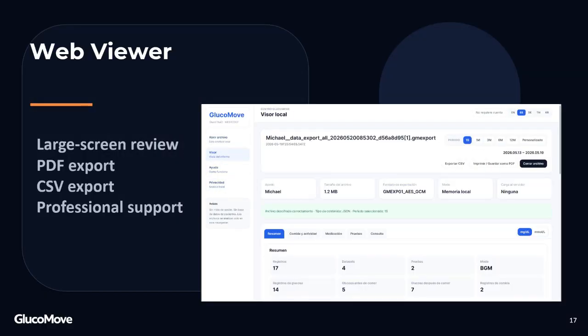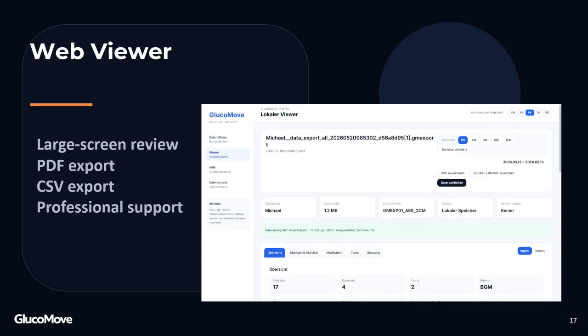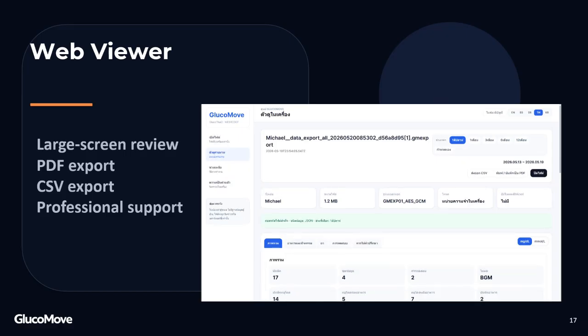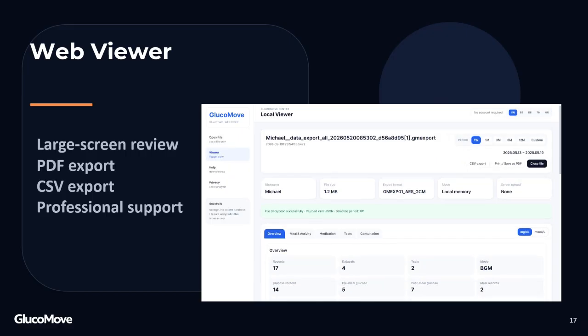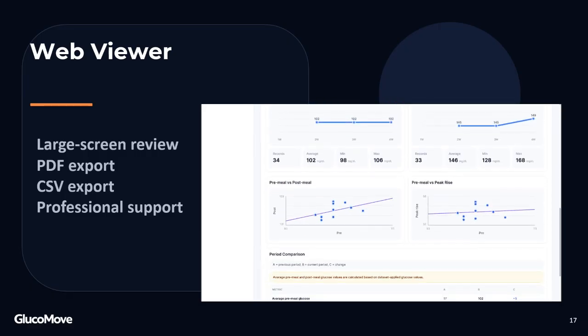The web viewer allows users and professionals to review glucose information on larger screens. Reports, patterns, and connected datasets may become easier to review in desktop environments. The viewer also supports PDF and CSV export features, which may help with long-term review, professional discussions, clinical study, and personal data management.